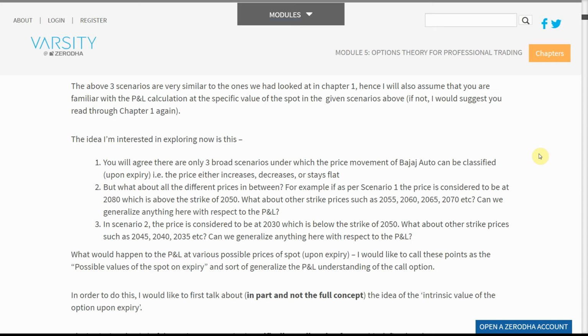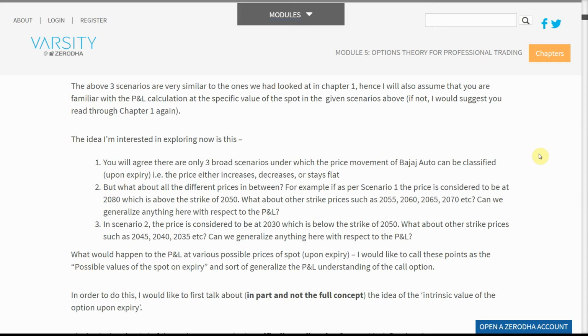But what about all the different prices in between? For example, if as per scenario 1 the price is considered to be at 2080, which is above the strike of 2050, what about other prices such as 2055, 2060, 2065, 2070, etc.? Can we generalize anything here with respect to the P&L? In scenario 2, the price is considered to be at 2030, which is below the strike of 2050. What about other prices such as 2045, 2040, 2035, etc.? Can we generalize anything here with respect to the P&L? What would happen to the P&L at various possible prices of spot upon expiry?